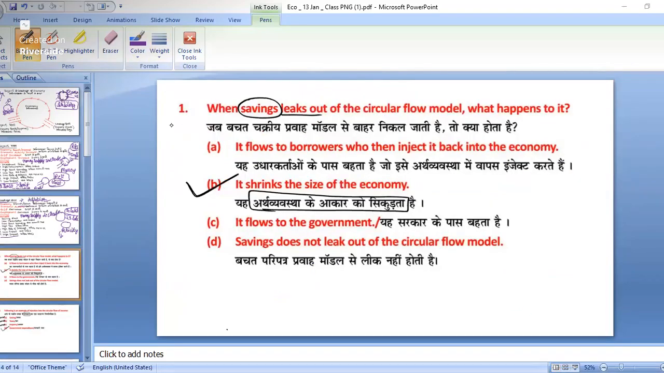Okay, we'll see some questions. One question is: when savings leaks out of the circular flow model, what happens to it? When it leaks out, there is shrinkage. It shrinks the size of the economy.